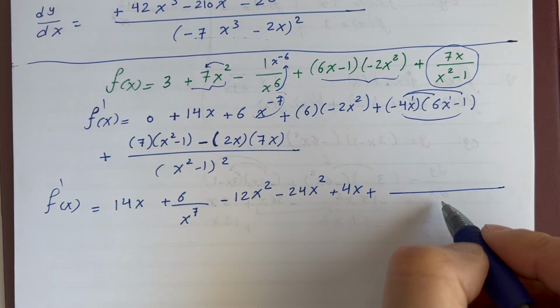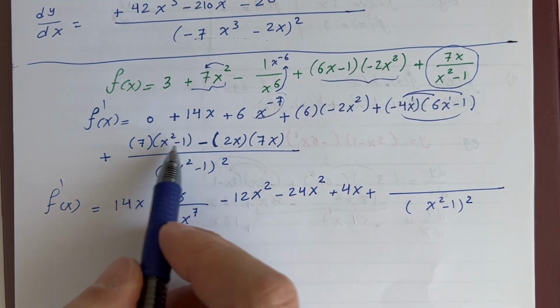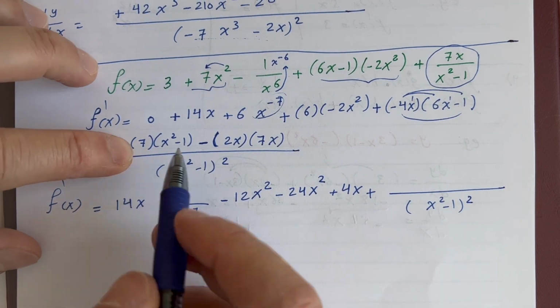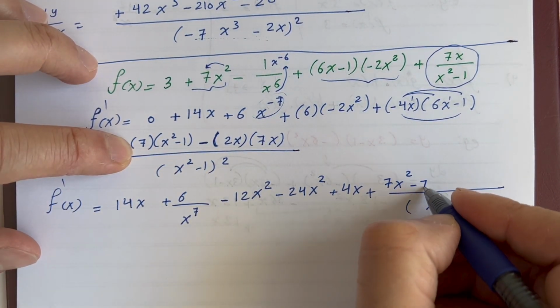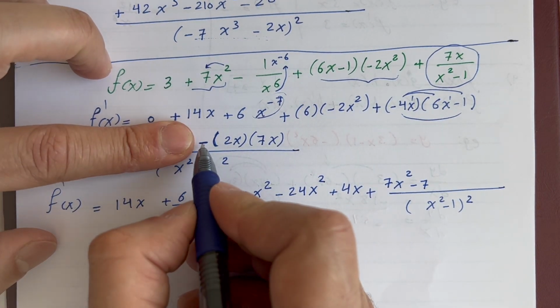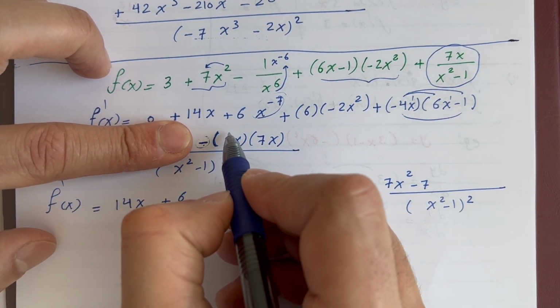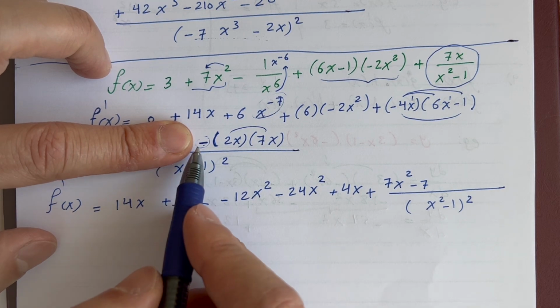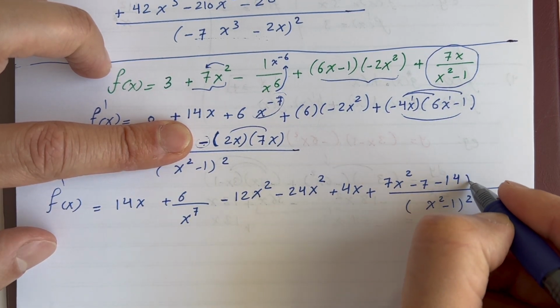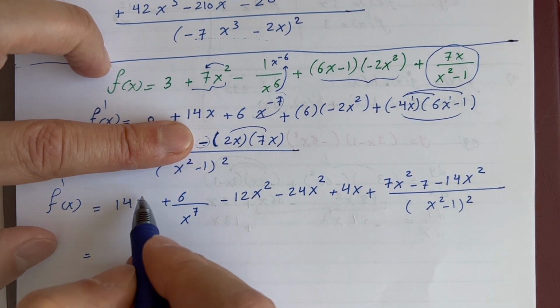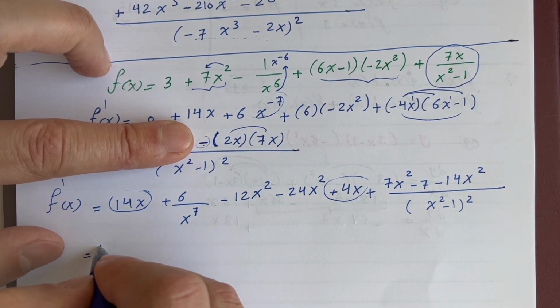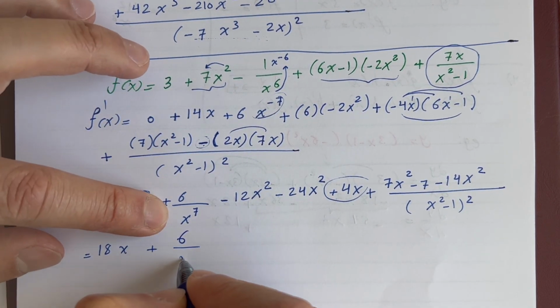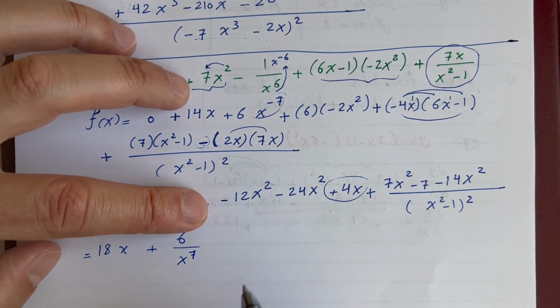Now plus, leave the denominator the same and do distributive property up. 7 times x squared, 7x squared, 7 times negative 1, minus 7. Now here, be careful of this minus, this is the virus. 2x times 7x is 14x squared, and there's minus, negative 14x squared. Now I haven't finished yet, there's combining like terms. You have 14x plus 4x is 18x. Drop this down, 6 over x to the power 7.